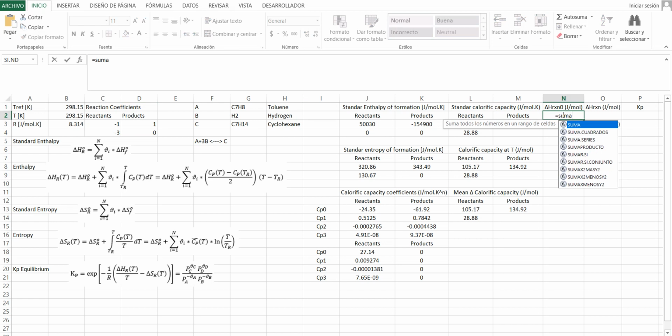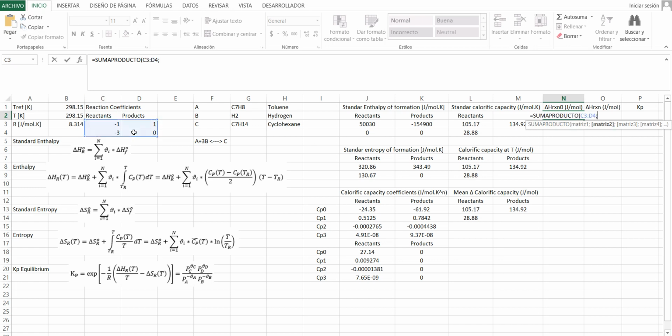So luckily, Excel has a predetermined function to do this kind of calculation that is called sum product. One disclaimer, my Excel is in Spanish, so you will need to find these functions in English, but I believe it's not that hard to find. So we're going to use the predetermined function sum product using the matrix of the reaction coefficients and the matrix of the standard enthalpy of formation. And there you have it. We have the standard enthalpy of reaction.